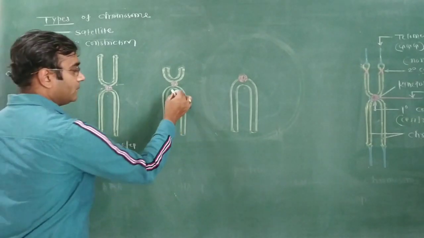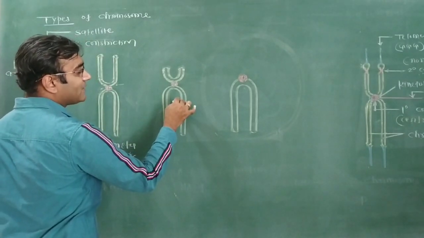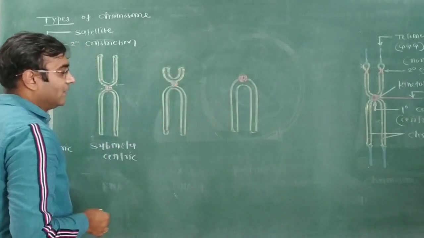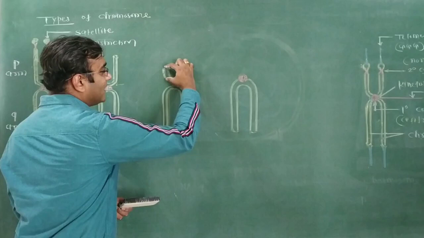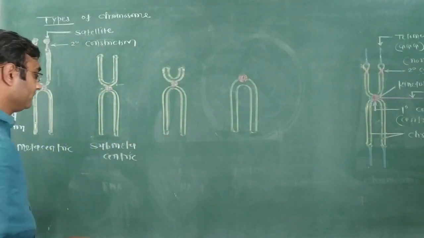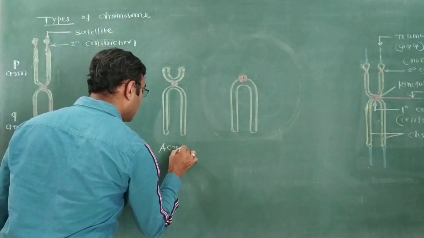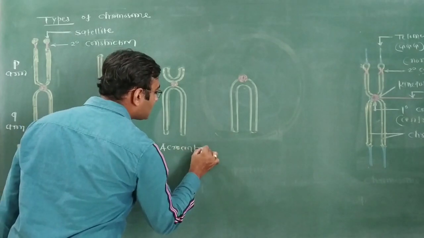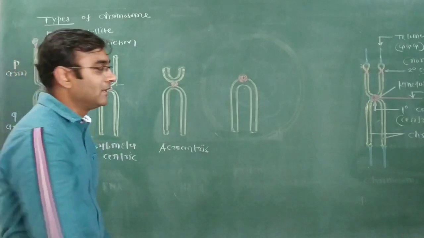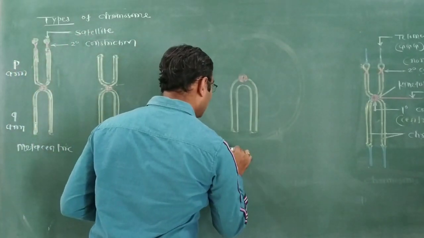Third type of chromosome. The centromere is present more away from the center, nearest to one end. So one arm is extremely short and the other arm is extremely long. That is called an acrocentric chromosome. And the fourth type of chromosome: the centromere is present at one end only, so that is called a telocentric chromosome.